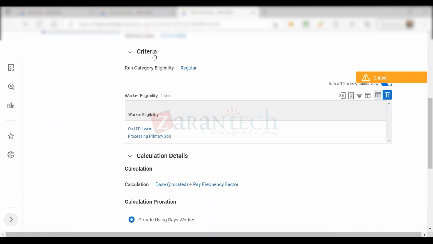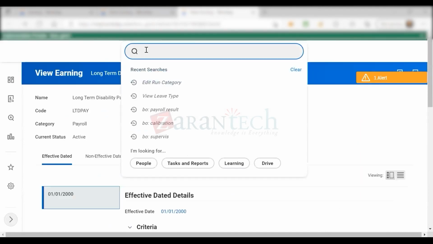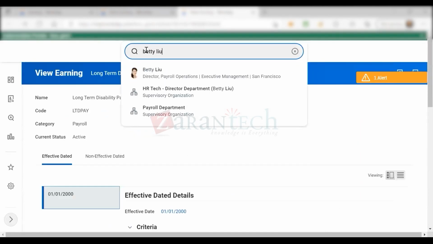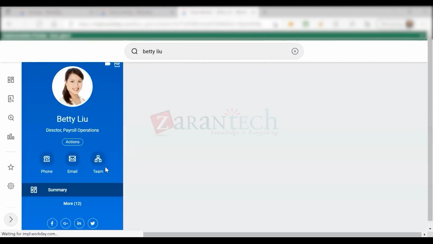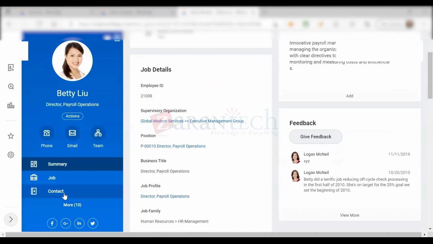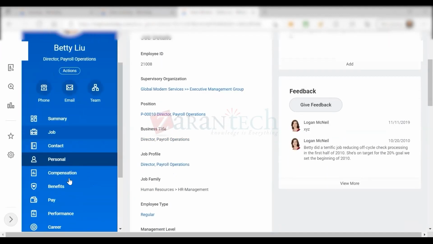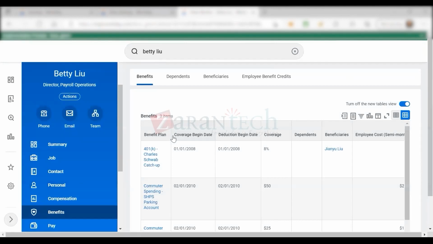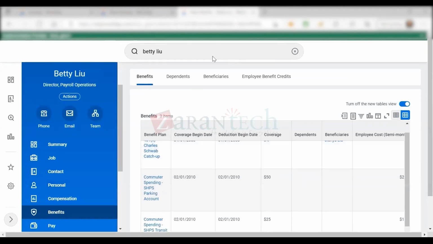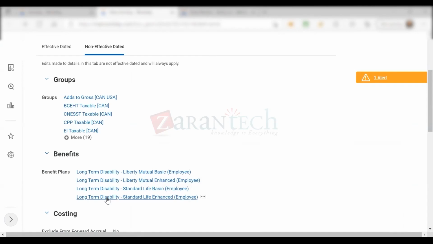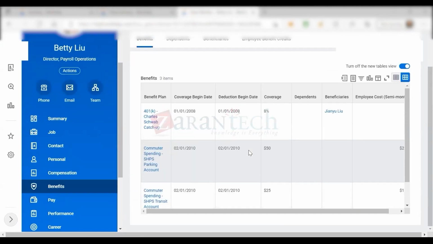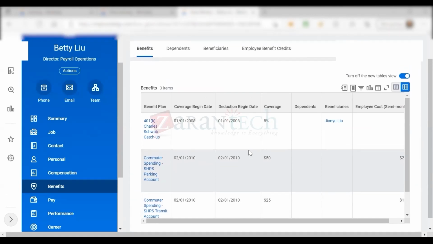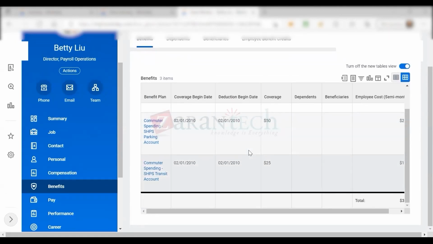let's take Betty Lou as an example. If we check Betty Lou's benefit elections, active benefit elections, we are here. Does Betty Lou have any long-term disability plan? Let's check. I don't see that she has any long-term benefit plan.